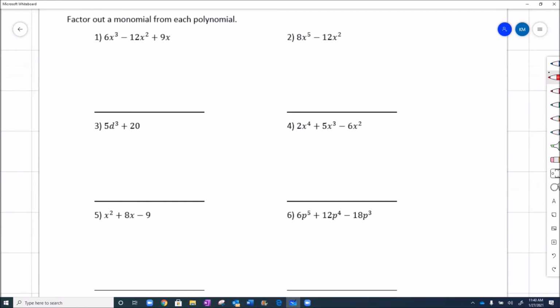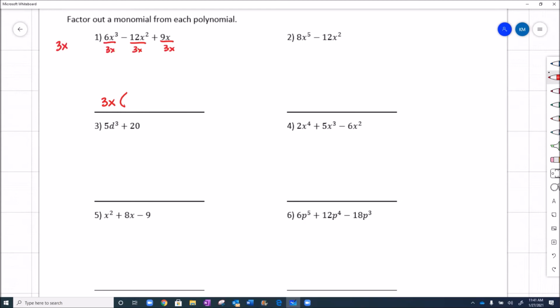of a distribution problem. So when I look here, I have 6, 12, 9. What goes in all those? 3. I have x cubed, x squared, x to the first. 3x is my GCF. So look, I'm going to take 3x from each of these. Okay, so as I factor out, I write my GCF on the outside, and then the quotient of my GCF and what's from the inside.